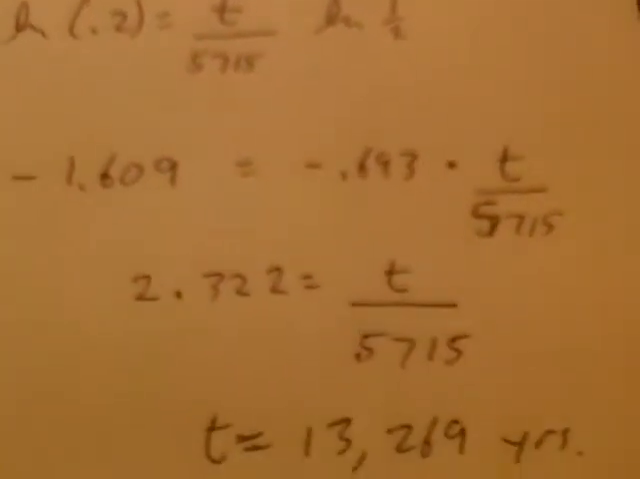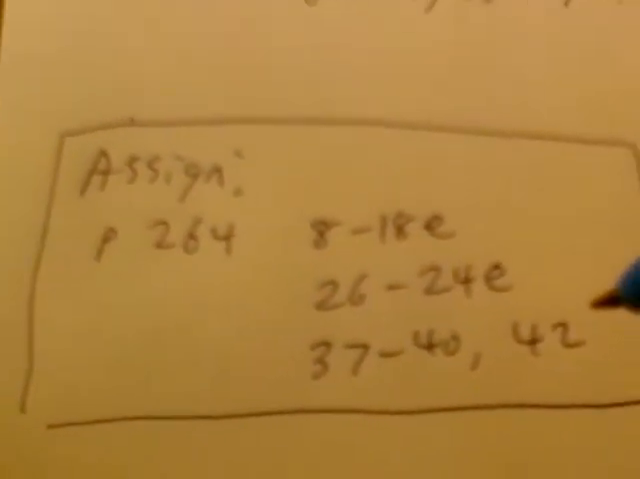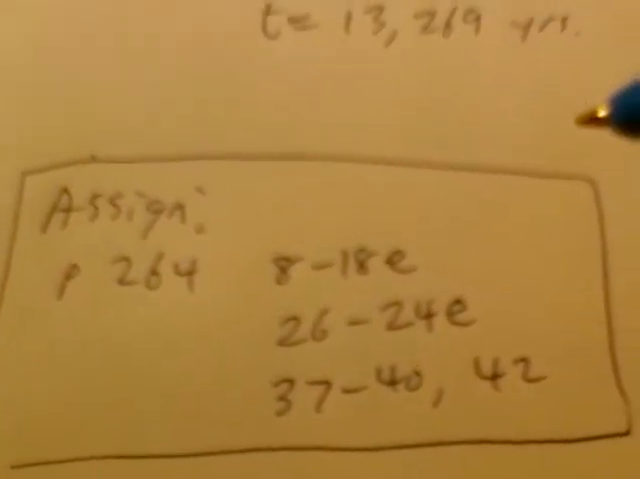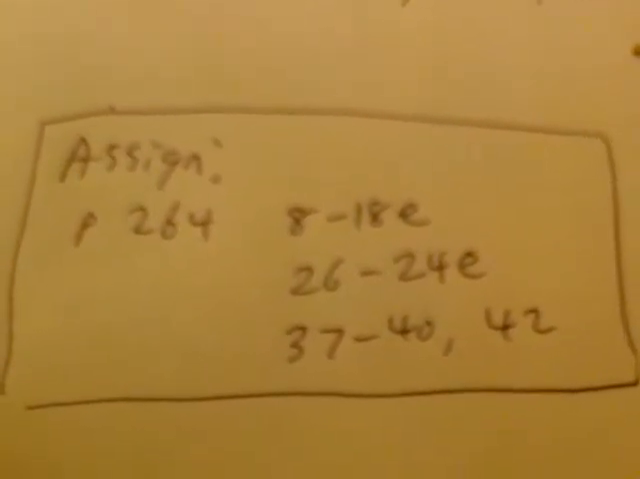All right, so there ends the lesson, and at the end of every lesson, of course, is the assignment. So here it is. It's page 264, 8 to 18 even, 26 to 24 the evens, and then 37 to 40 and number 42. This should be great fun and not too difficult, I don't think. I think it was a pretty easy lesson.